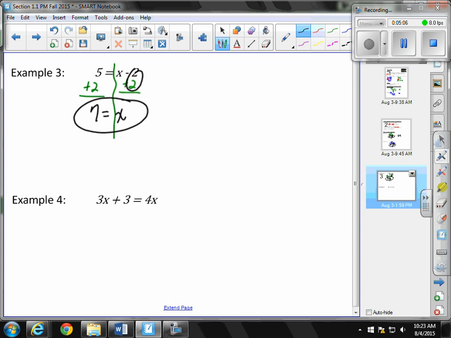Example number 4 is a little bit different. This time we have just one number and we have two terms that have x. I need to get my two x terms on the same side of the equation. In this one, I'm going to subtract 3x once on the left and once on the right. So same principle, we're still adding or subtracting an entire quantity to get it out of the way. So 3x minus 3x is 0, leaves me with 3 equals 4x minus 3x, which is 1x. 1 times anything is that same thing, so this is the same as writing x. 3 equals x, and that's our solution.